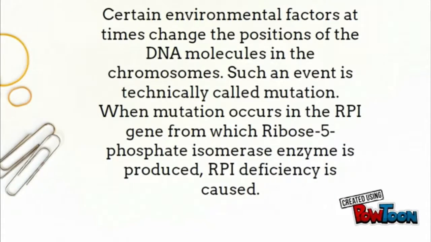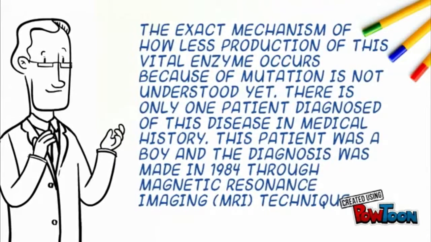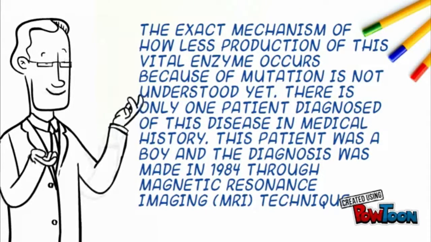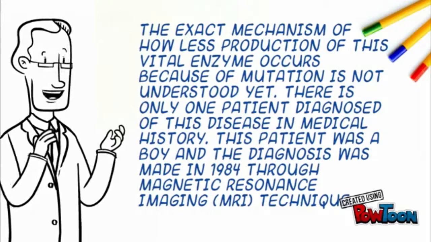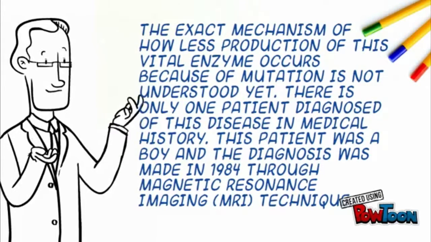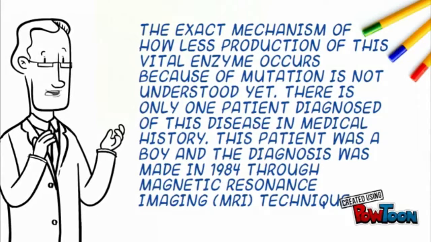Certain environmental factors at times change the positions of the DNA molecules in the chromosomes. Such an event is technically called mutation. When mutation occurs in the RPI gene from which the ribose 5-phosphate isomerase enzyme is produced, RPI deficiency is caused. The exact mechanism of how less production of this vital enzyme occurs because of mutation is not understood yet. There is only one patient diagnosed with this disease in medical history. This patient was a boy and the diagnosis was made in 1984 through magnetic resonance imaging (MRI) technique.